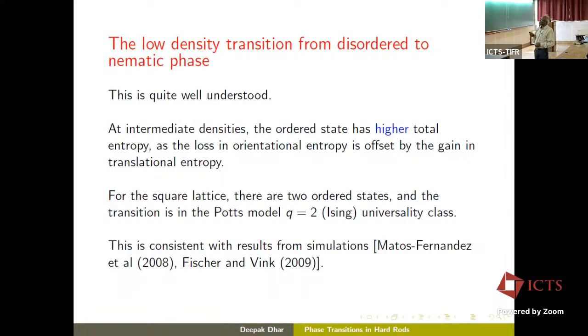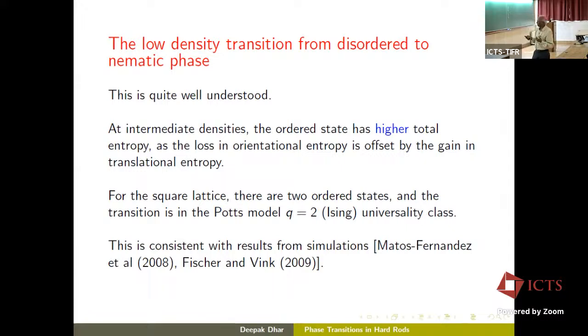So just this comment: at intermediate densities, the ordered state has higher entropy than the disordered state, which sounds contradictory at first. How can the ordered state have higher entropy than the disordered state? But basically, there are two components to the entropy. One is the orientational entropy, one is the translational entropy.